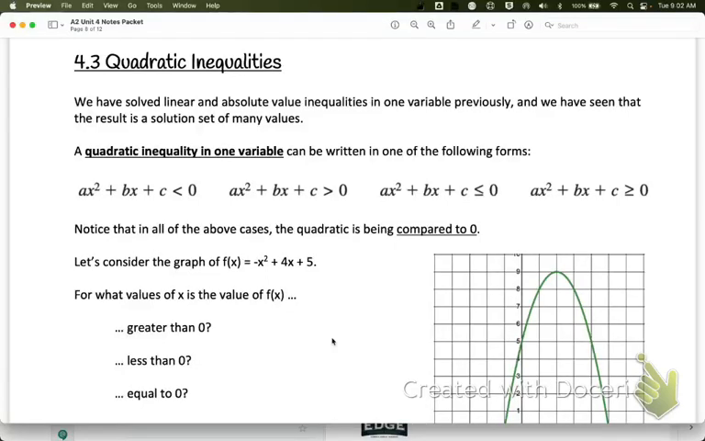In this section, we're going to talk about solving quadratic inequalities. Now, we're going to solve these algebraically, but it's worth taking a minute just to understand visually what has happened. We've solved linear inequalities and absolute value inequalities, and we've seen that the solution is a set. So it's an inequality of something greater than, less than, whatever.